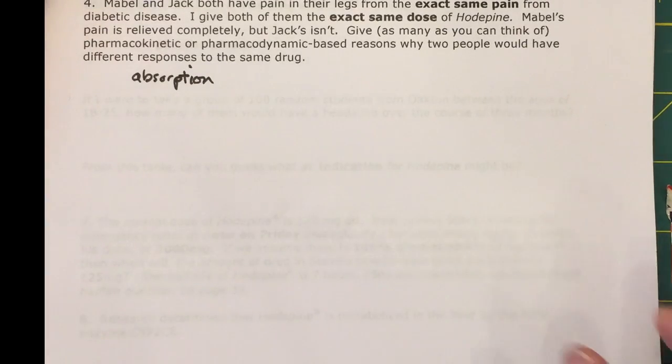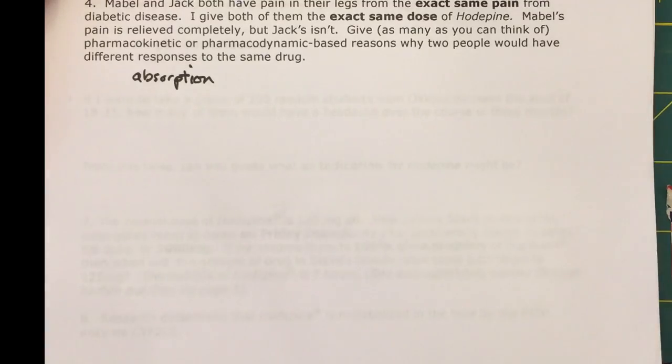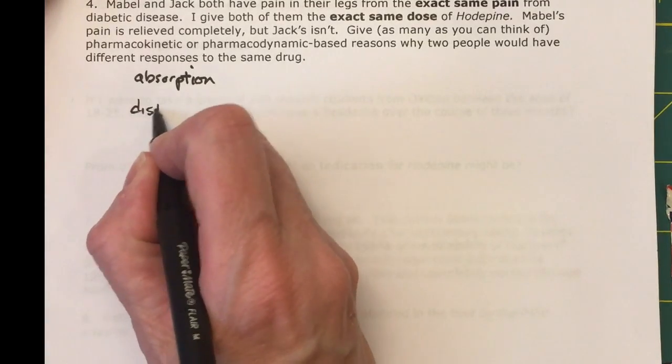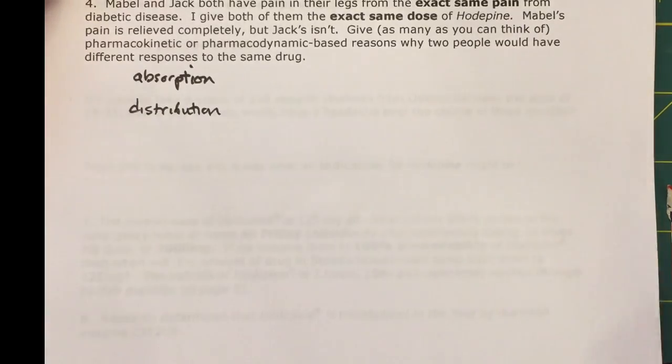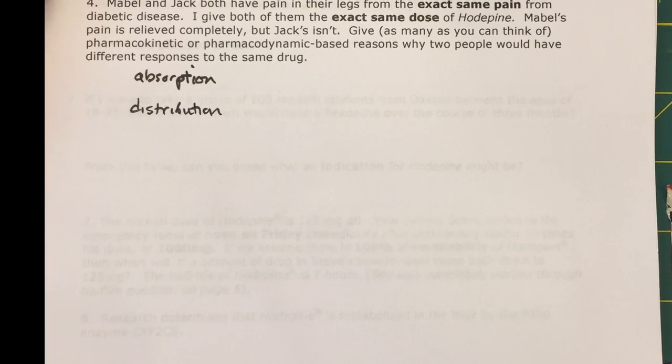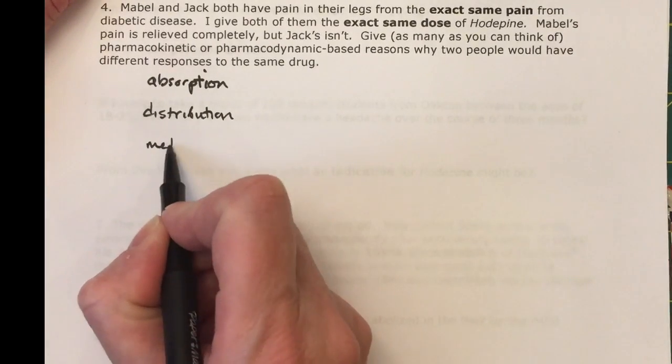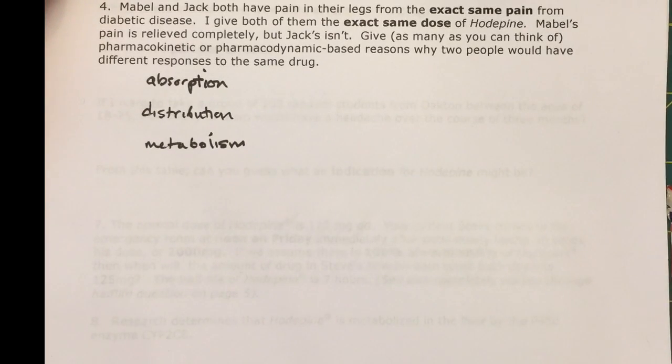In terms of distribution, if it's a fat-soluble drug, women, generally speaking, have higher percent fat content than men. So Mabel might have more of the drug going to her fat, and so she'll have lower bioavailability of the drug than Jack would. That's just an example. In terms of metabolism, they might have different liver function. One of them might not have the enzyme that's required to either deactivate or activate the drug. Those can be problems too.